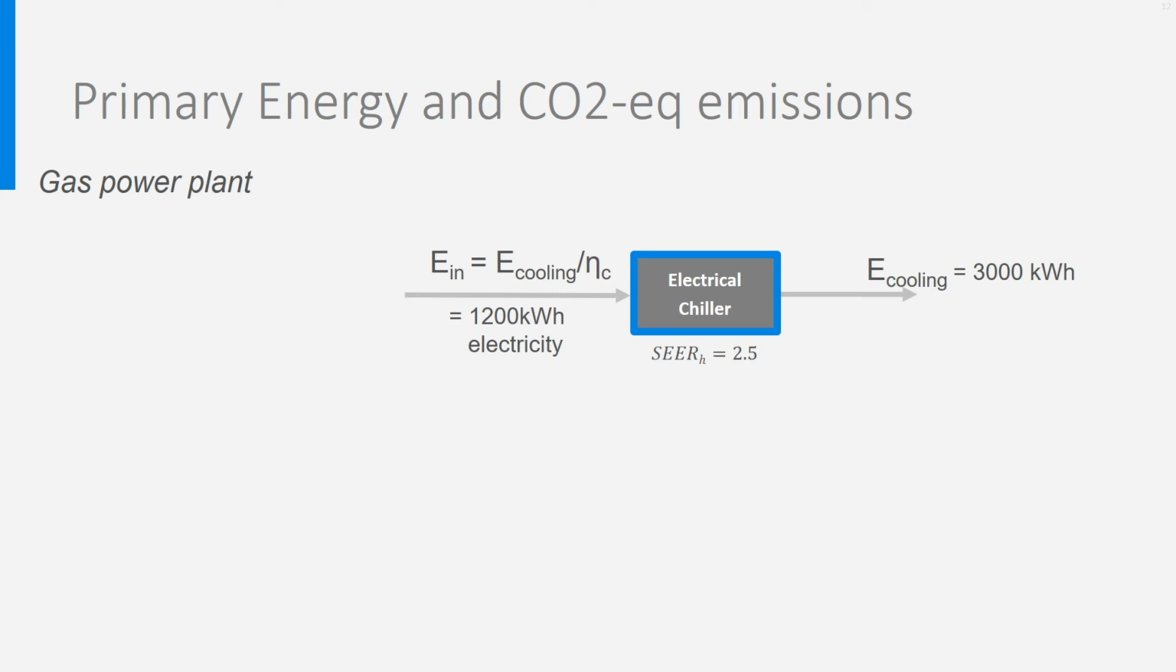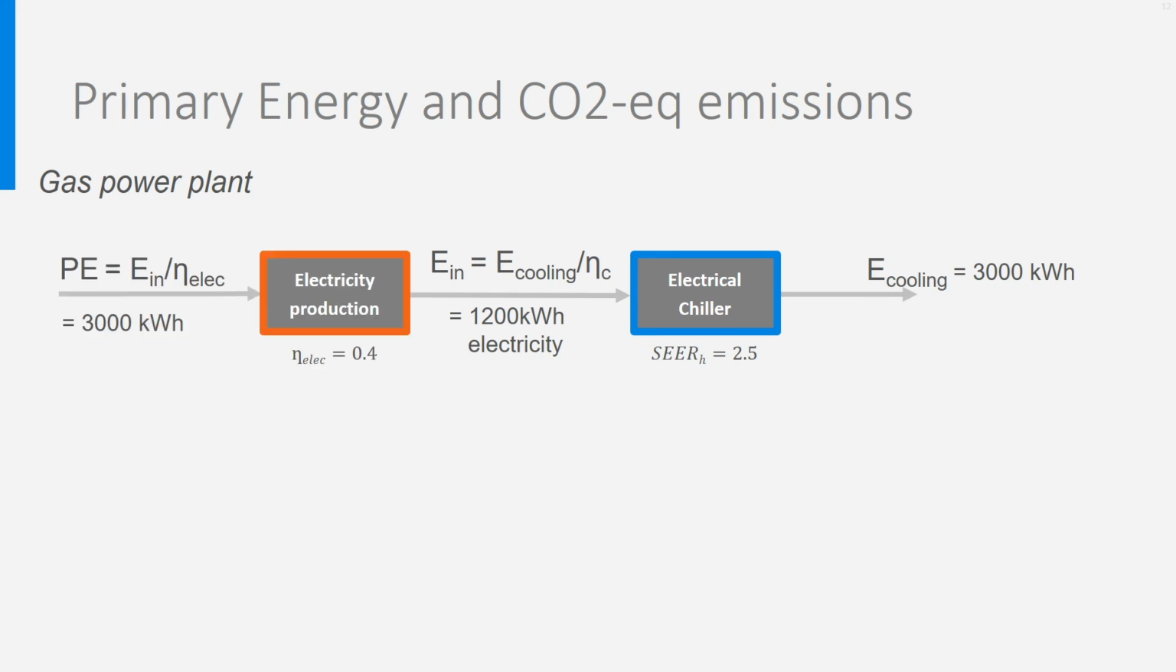Let's look now at the primary energy and CO2 emissions. Imagine we have an electrical chiller with a seasonal EER of 2.5. If the cooling demand is 3000 kWh, we need 3000 divided by 2.5, which is 1200 kWh of electricity to power the chiller. Let's consider that the electricity is produced in a gas power plant with efficiency 0.4. So the annual primary energy is then 1200 divided by 0.4, which is 3000 kWh. So the true efficiency of this chiller is not 2.5, but 0.4 times 2.5, which is 1.